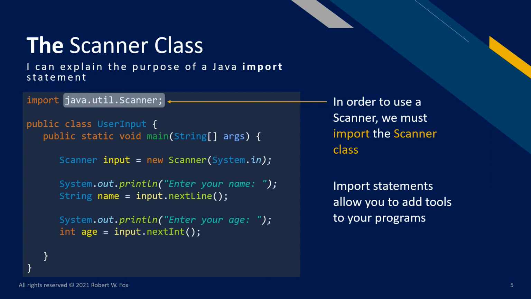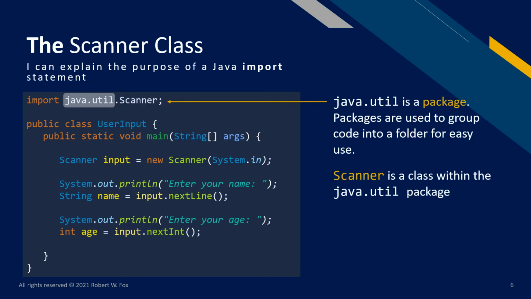Import statements in general are going to go at the very top of your code, and what they do is they allow you to add tools to your program. In this case, we're adding the ability to use a scanner. At the beginning of the import statement, we see java.util. Java.util is a package, and packages are used to group code into a folder for easy use. There are several things in the java.util package, and one of them is the scanner class.